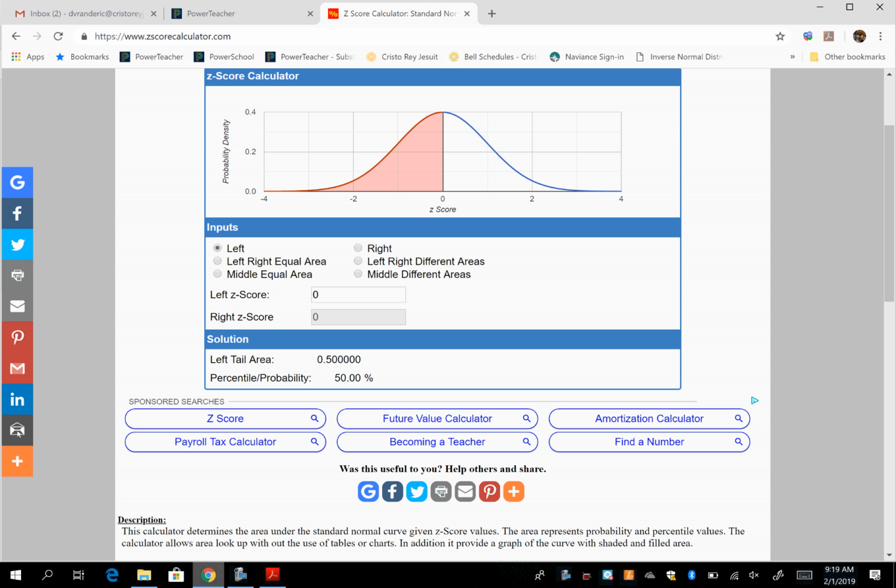Okay. Now, on the first one, we picked right. Out of those 6 inputs, what option am I going to pick? So I'm looking at the middle ones because I shaded in between. So is it middle equal area? Were they the same z-scores? That's what equal means. Same z-scores? No, they weren't. So I need to click middle, different areas. All right, so click middle, different.